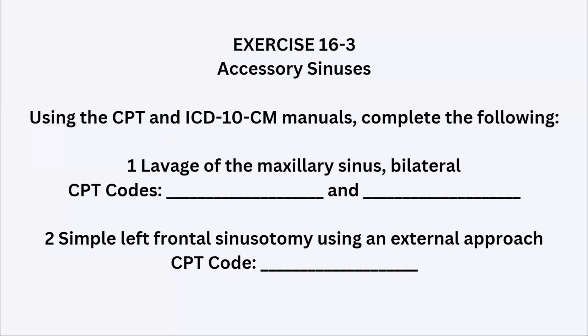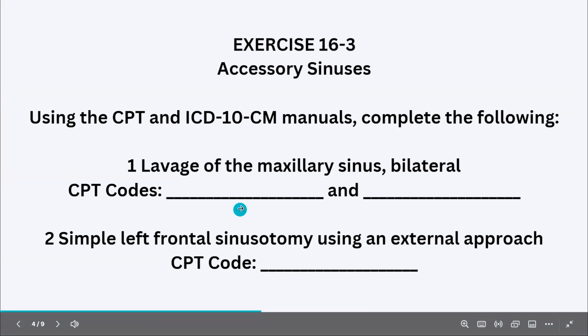So let's look at our parenthetical notes underneath, and that just means notes that are in parentheses. To report bilateral procedures, use 31000 with the modifier. So our code will be 31000 with the modifier 50. That's what they're asking us for here, 2 codes.